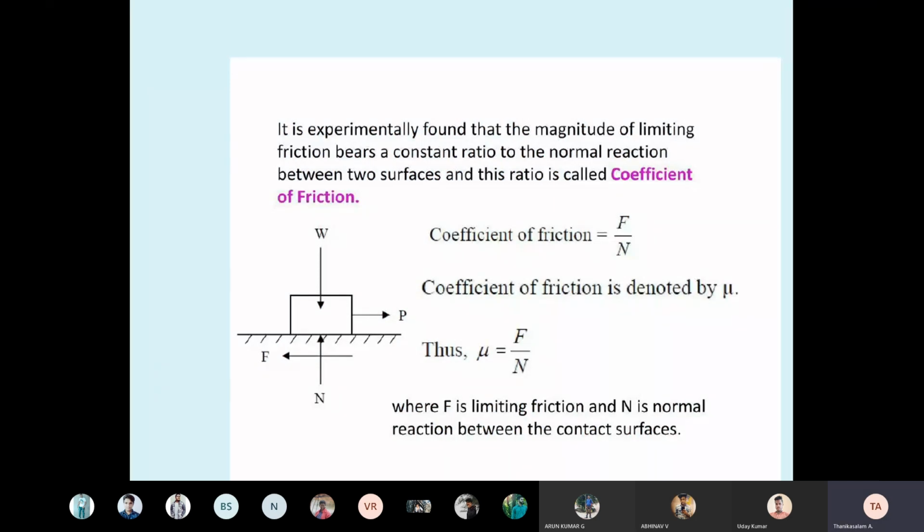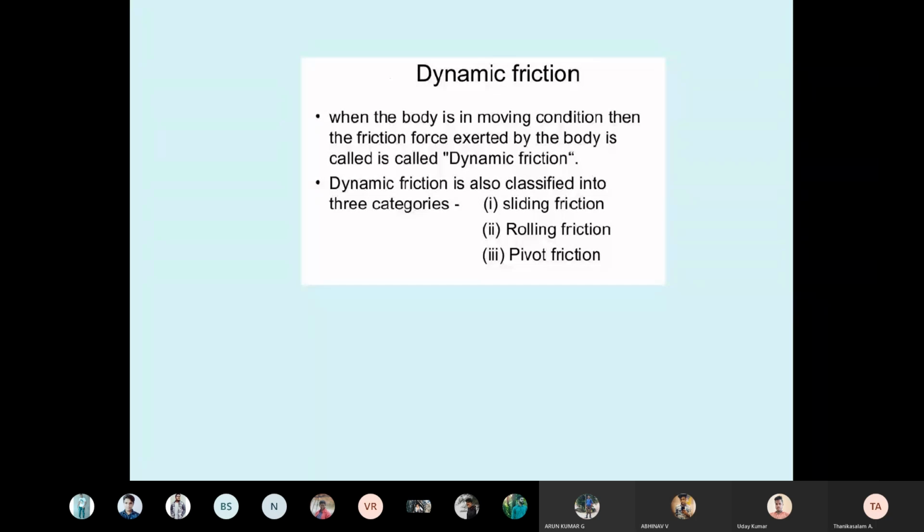This is the diagram. The block is resting. I applied a force to the right side, therefore friction is to the left side. Generally weight acts perpendicular downward, therefore normal reaction is upward. Then dynamic friction is classified into sliding friction, rolling friction, and pivot friction.